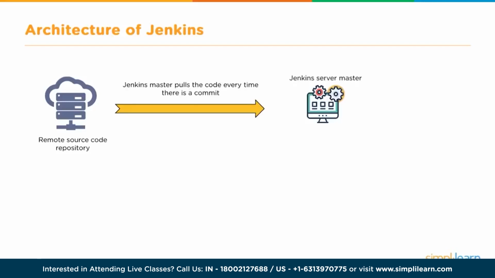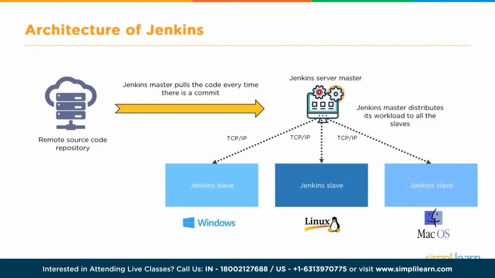Jenkins starts with a remote source code repository, and it pulls the code every time there is a commit into the server master. The server master will then have a slave that will run on either Windows, Linux, or Mac OS to be able to distribute its load across those environments. After it has gone through and run its tests, it'll then send out a report. The goal of the report is to communicate back to the team what has passed and what has failed in the check-in process.